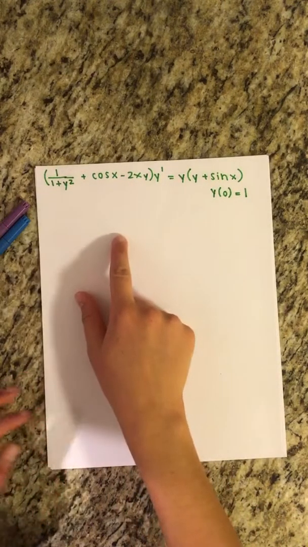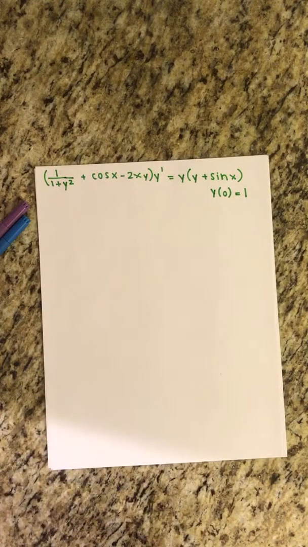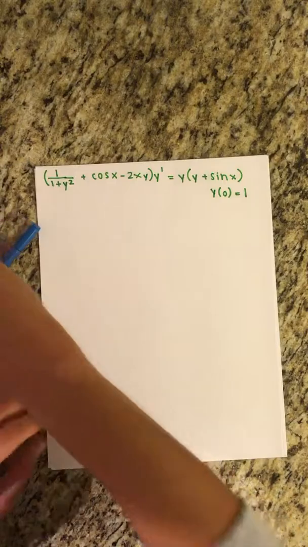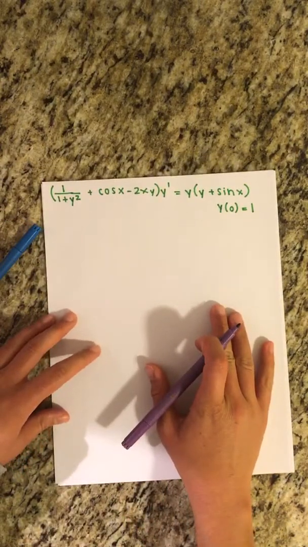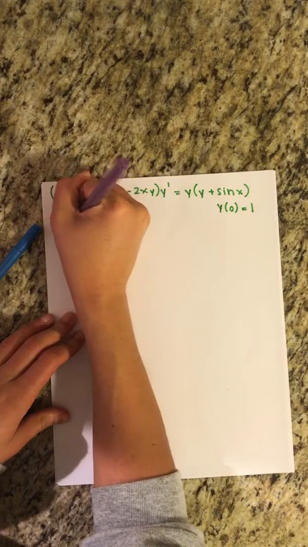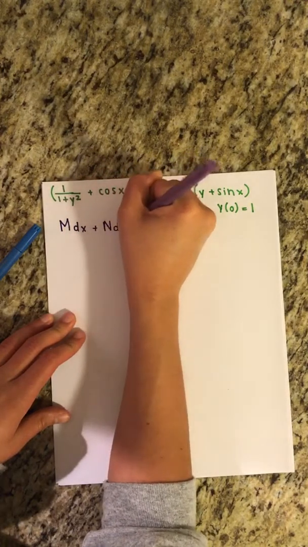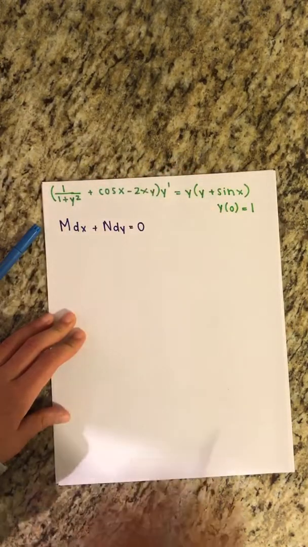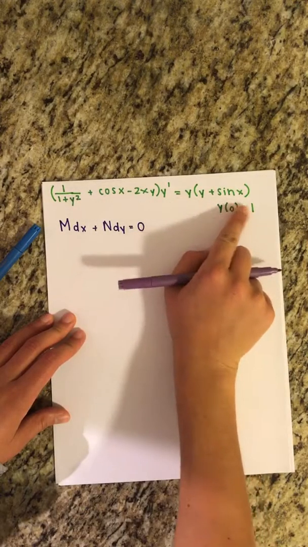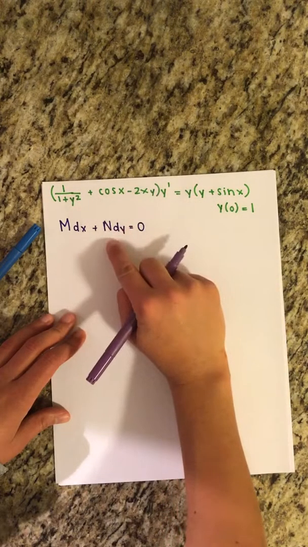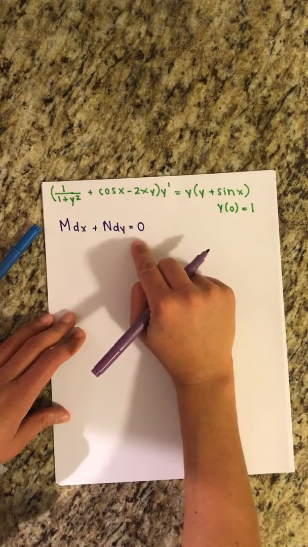Okay, we want to solve this differential equation, and we're going to use the exact method. So for the exact method, this is our standard form that we want it in. Like that. So first, we want to factor this y out and then move all the terms over so it equals 0.